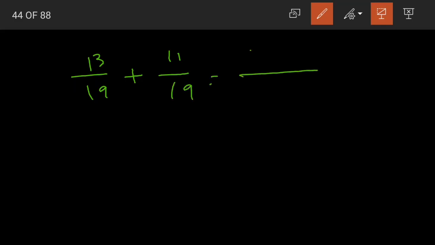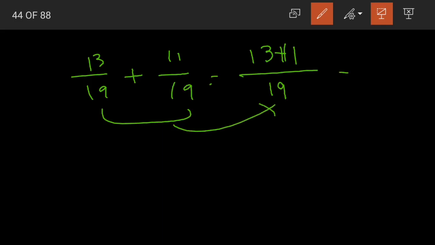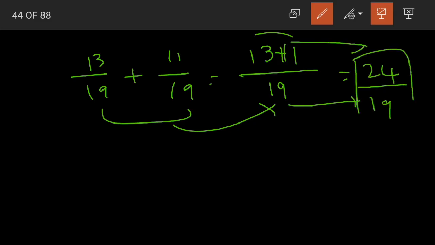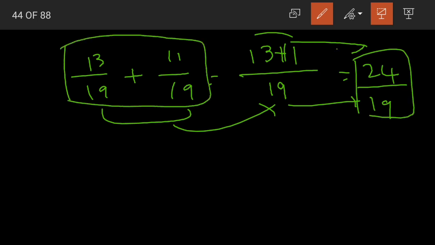For the numerator part, we will add the given numerators. And what about the denominators? As they both have the same denominator, we'll just write the denominator as it is. We'll write just 19 in the denominator. Now 13 plus 11 is 24 divided by 19. 24 by 19 is our answer here, the sum of the given like fractions. I hope this is clear, children.